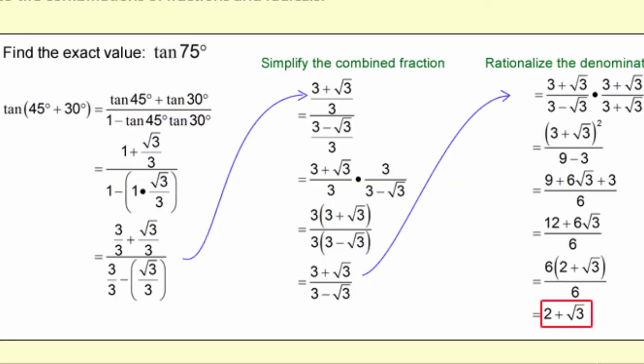Here's an example of the tangent formula. It's the same idea, it's just the formula is a little strange. And the reason why it's strange is because tangent is sine divided by cosine, so it's a little more complicated than the sine or cosine sum and difference formulas. But it works the same way. You just substitute and then simplify.